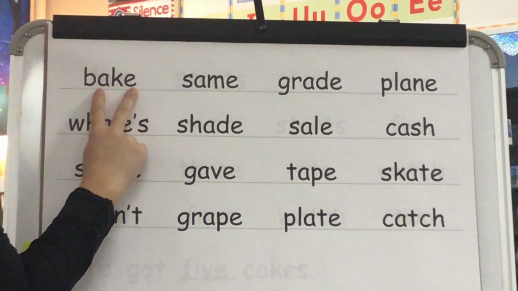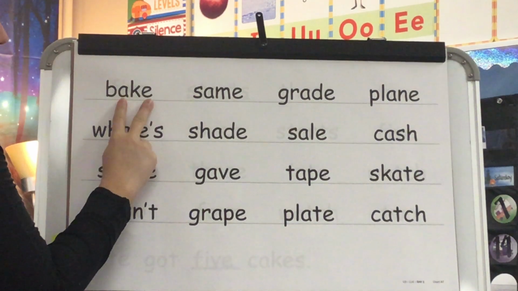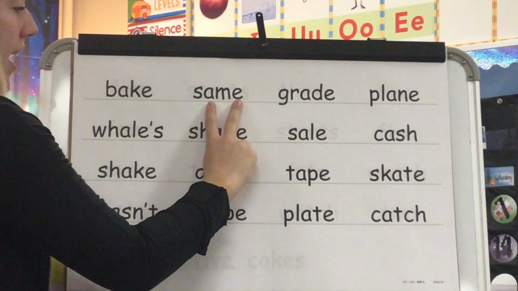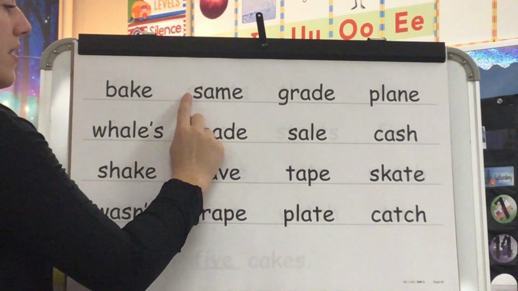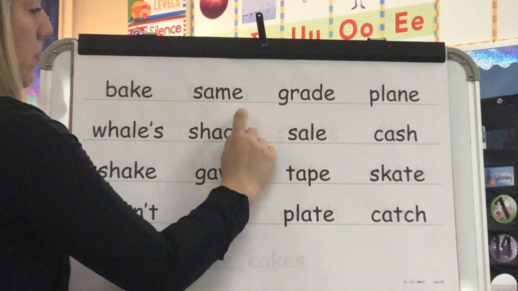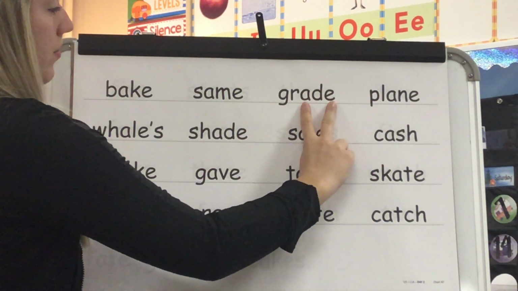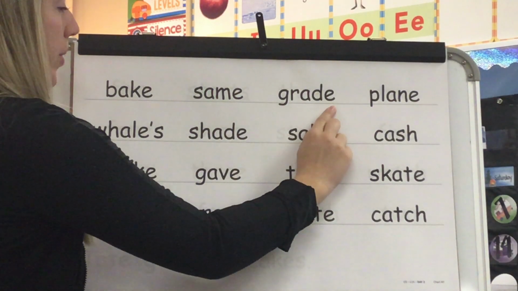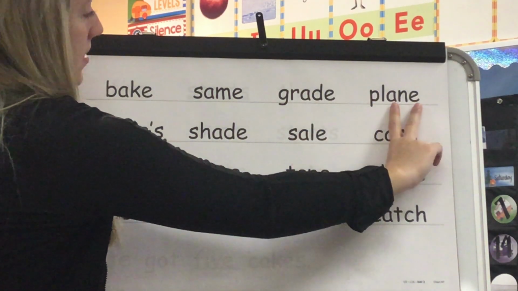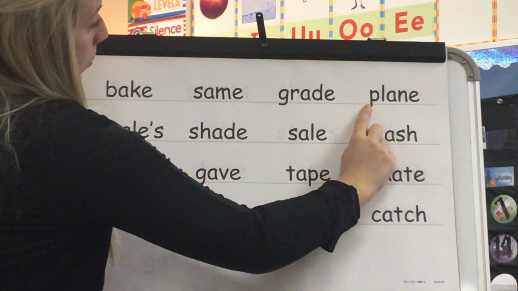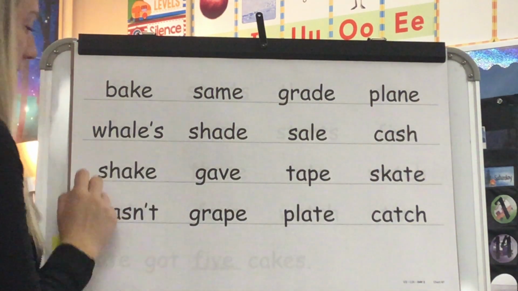Sound? A. Blend? B. Ake. Word? Bake. Yes, bake. Sound? A. Blend. S-aim. Word? Same. Yes, same. Sound? A. Blend. Grade. Word? Grade. Yes, grade. Sound? A. Blend. Plain. Word? Plain. Yes, plain.